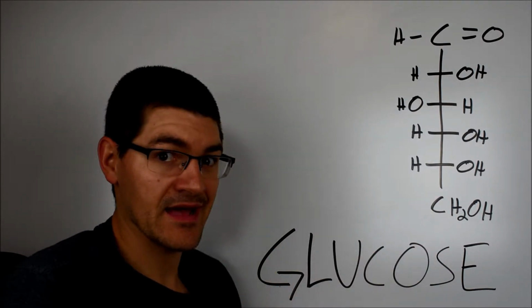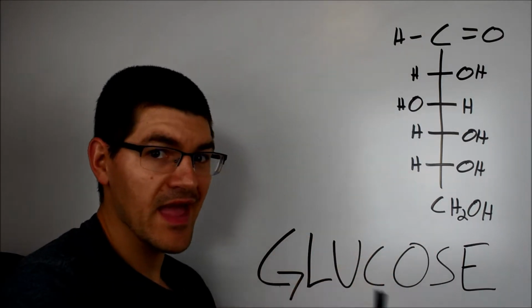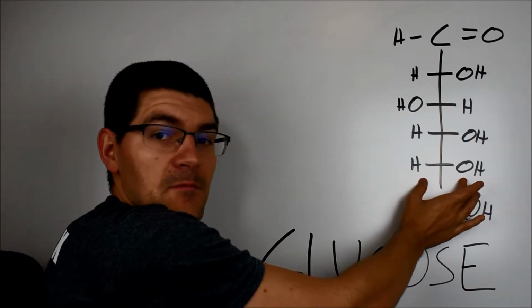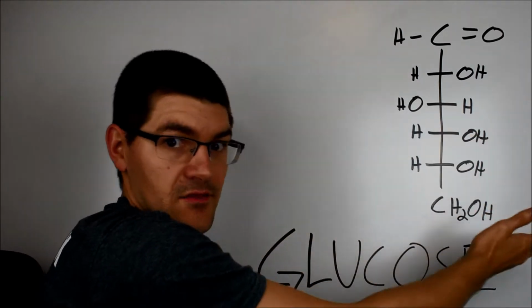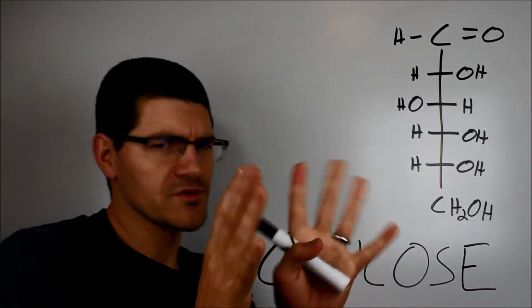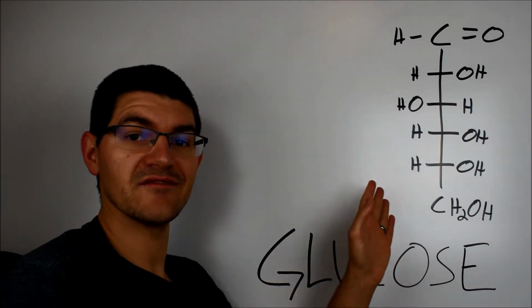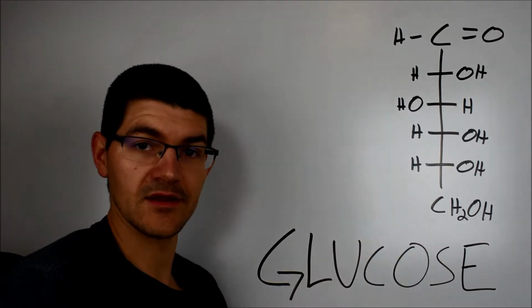That's not by accident. The Fischer projection, again, is a very specific, not haphazard way to draw each one of these OH groups, where especially at the bottom one here, if we switch this OH and move it to the left of the line instead of the right of the line, we get a completely different configuration of glucose. We'll talk about all that in a little bit, but suffice to say, again, the Fischer projection is a very designed way to draw a monosaccharide in its linear form.